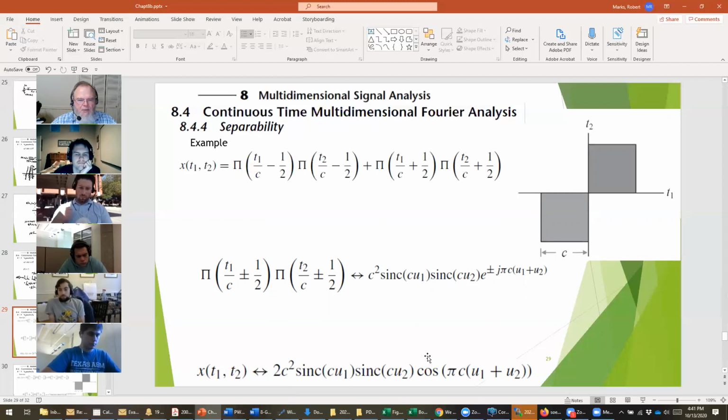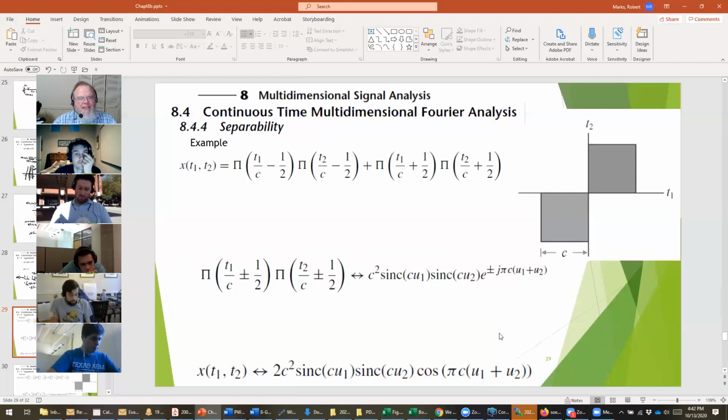And why do we get this cosine here? We get the cosine because we get an e to the plus j times e to the minus j, right? When we add the two together. And so that e to the plus j and e to the minus j combine together using Euler's formula in order to give us this cosine on the bottom. So therefore we have applied the separability theorem to an example of something which isn't separable but can be expressed as the sum of separable signals.